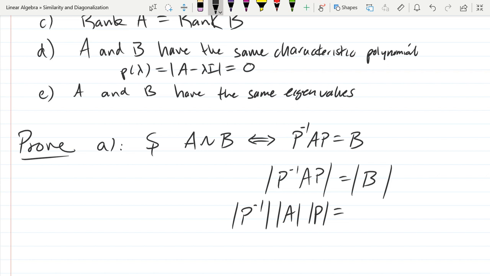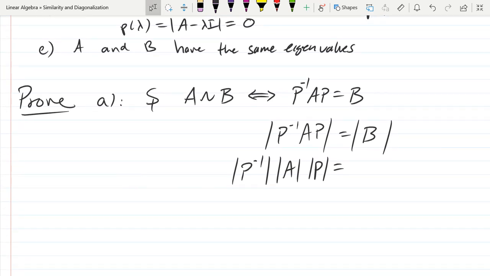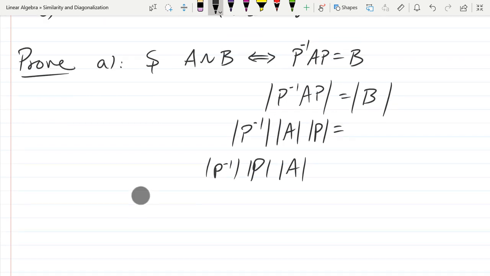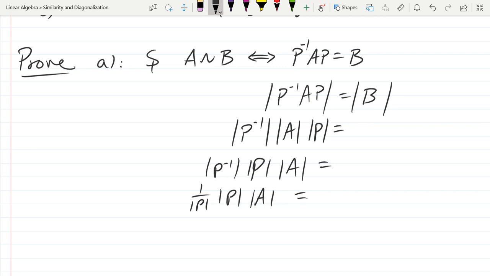So now what we're looking at on the left side is a product of three numbers. No longer looking at matrix multiplication. So what I'm allowed to do is commute. So let's go ahead and commute. So I just moved the determinant of P next to determinant of P inverse. Here, there's a few ways I could deal with this. One of them is determinant of P inverse is 1 over determinant of P. That's one of the properties you can use. So it would look like that right there. And of course, determinant of P divided by determinant of P would be 1. It would cancel out. And so we're just left with determinant of A. And on the right side, at the very top, we had determinant of B. So we just proved it that way.